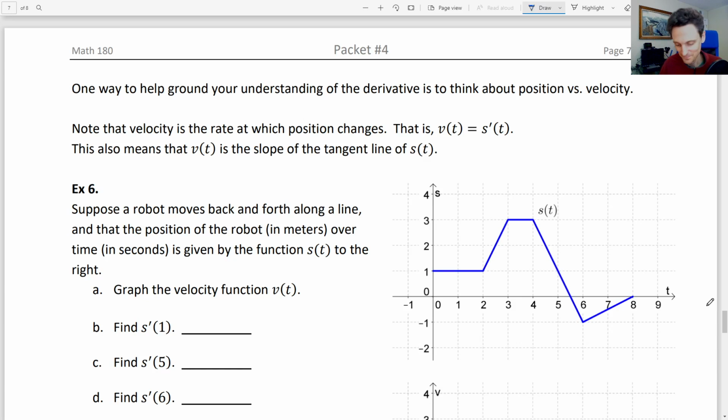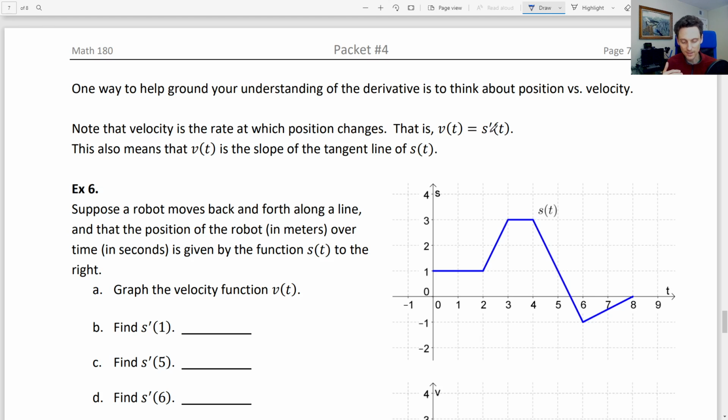Welcome back. One way to help ground our understanding of the derivative is to think about position versus velocity. One thing to note is that velocity is the rate at which the position function changes. In other words, if we use v to represent the velocity function, v of t is equal to the derivative of the position function, because the derivative, again, represents the rate of change.